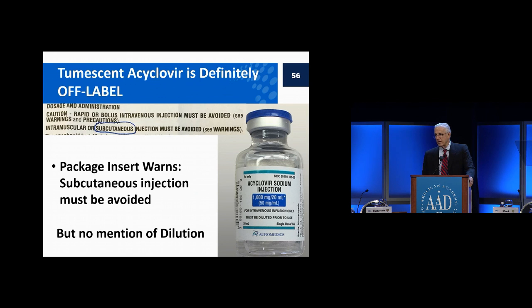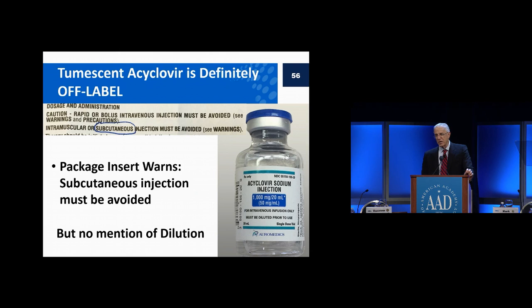But tumescent acyclovir is definitely off-label. The package insert says subcutaneous injections must be avoided. So it's clear that no one would try this unless they had an unusual perspective. But they did not mention anything about dilution of the drug. So I undertook to see what would happen with that 1 gram per liter of solution.